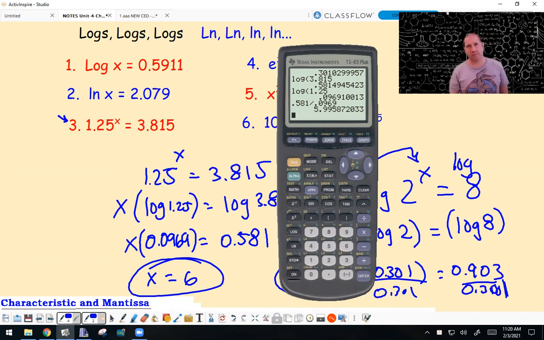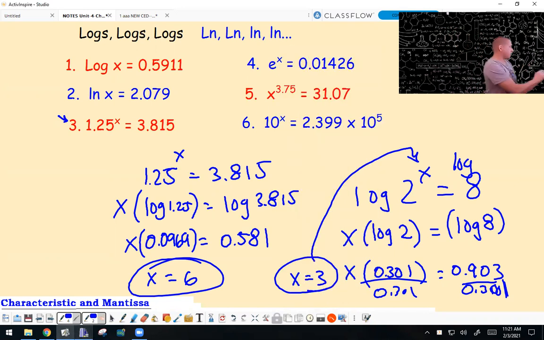And you could have checked, tried 1.25 to the second, to the third, to the fourth, and see if you get it right. But beyond AP chemistry, it could be not a whole number. So you take the log of both sides.